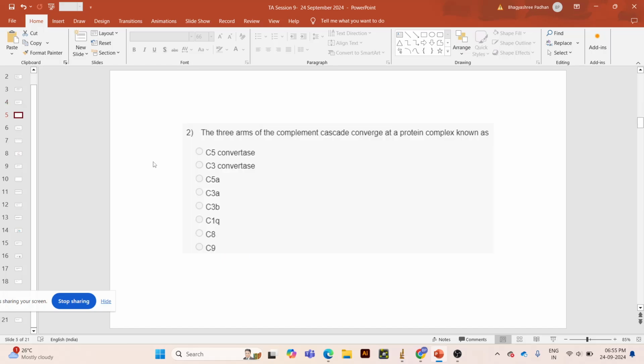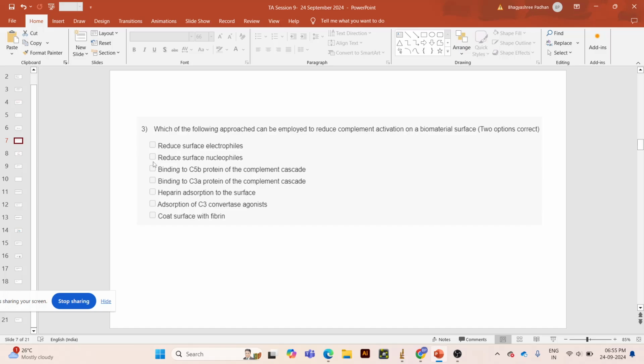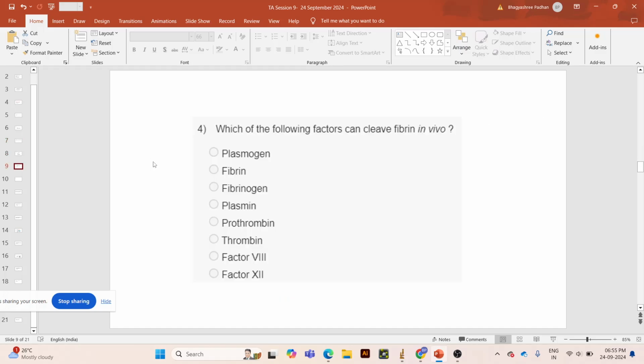Second question was: the three arms of the complement cascade converge at a protein complex known as? Correct answer would be option 2, C3 convertase. Third question is: which of the following approaches can be employed to reduce complement activation? And the answer would be to reduce surface nucleophiles and heparin adsorption to the surface. Next question was: which of the following factors can cleave fibrin in vivo? Answer would be plasmin.